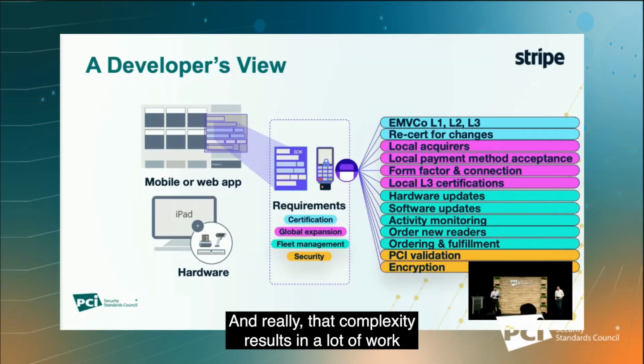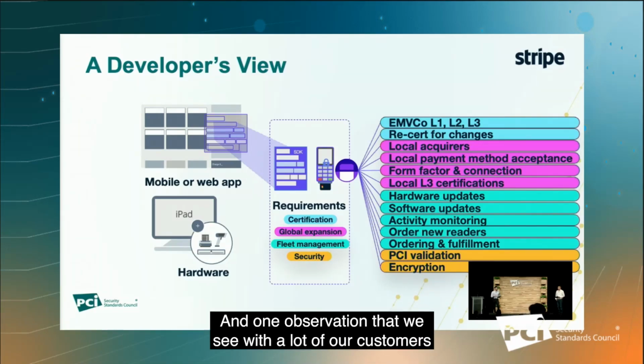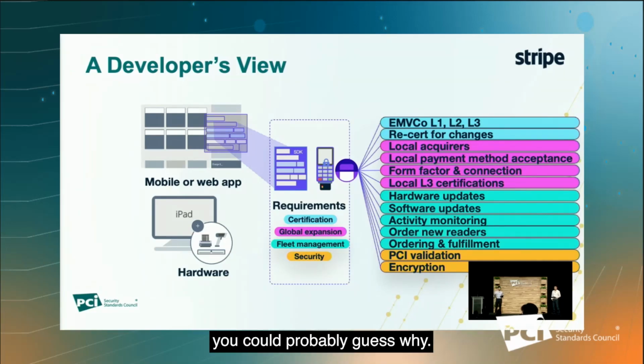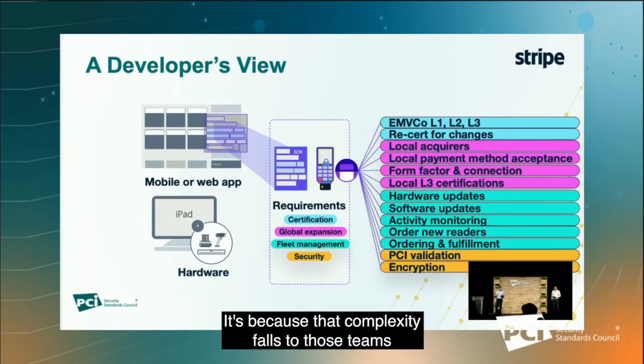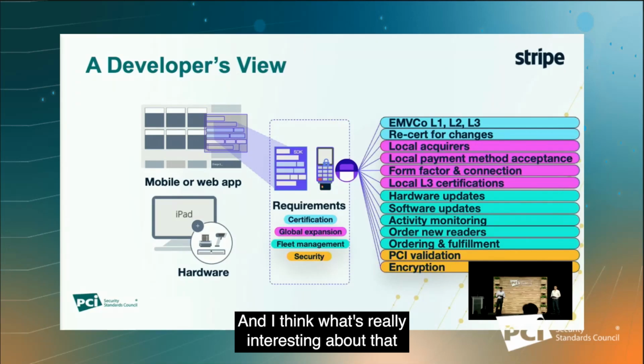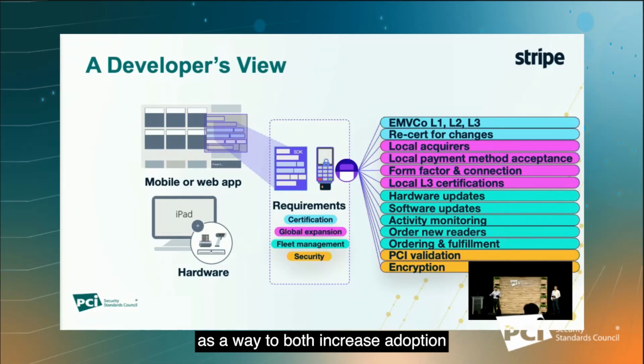And really that complexity results in a lot of work for a developer to have to think about as they go through this process. And one observation that we see with a lot of our customers is that developers are increasingly the decision makers in this process. And if you follow that logic a little bit, you could probably guess why. It's because that complexity falls to those teams to manage, maintain, not to mention build up front. And I think what's really interesting about that is that it really speaks to the importance of having good developer tools as a way to both increase adoption for these types of surfaces, but also to allow developers to compose them in a way that makes sense. And we'll talk a little bit more about the composability on the next slide.